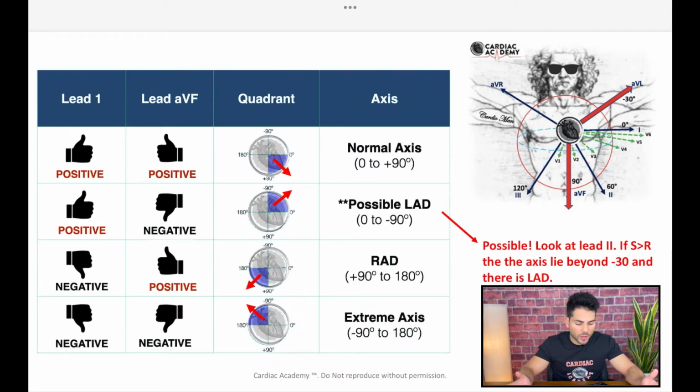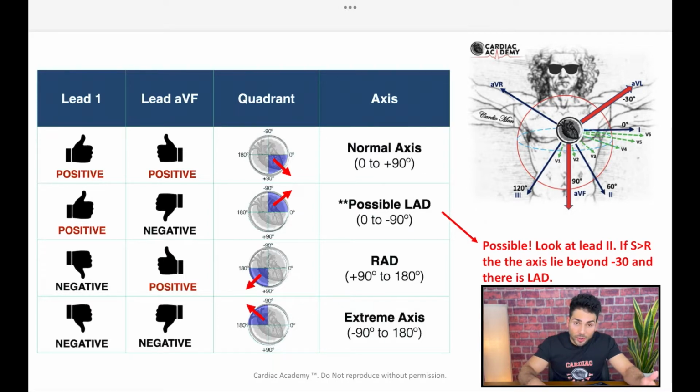Okay, so here we have a summary of what we just talked about. Remember that when you have 2 thumbs up, that means you have a normal axis. Look at lead 1 and aVF. 2 thumbs up, normal axis, okay? Feel free to take a screenshot if you want. Let me just pause for you. There you go.